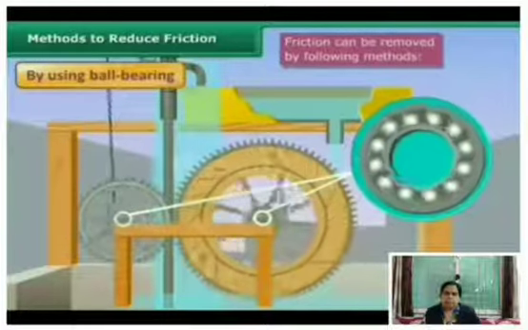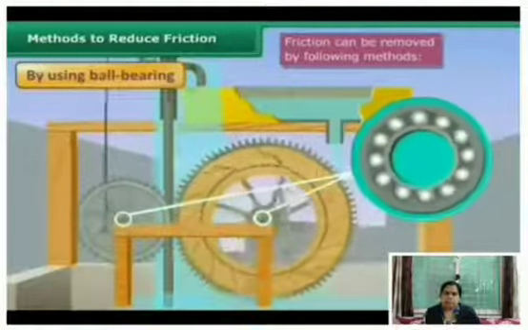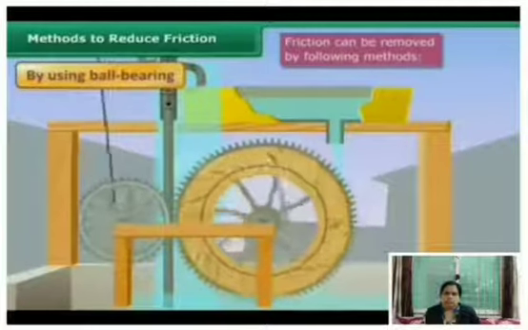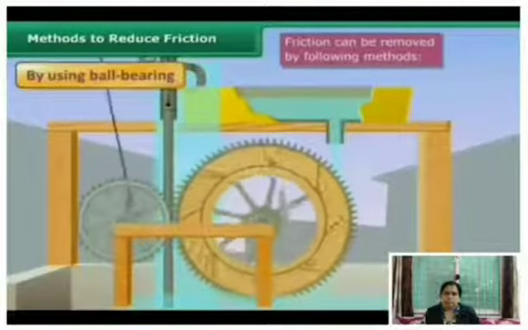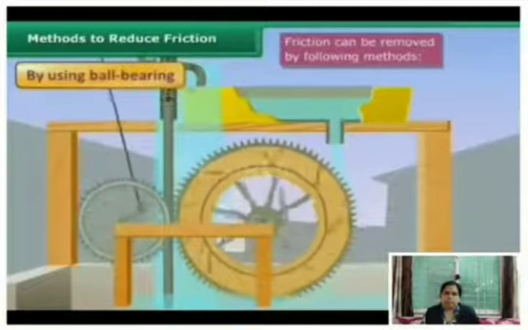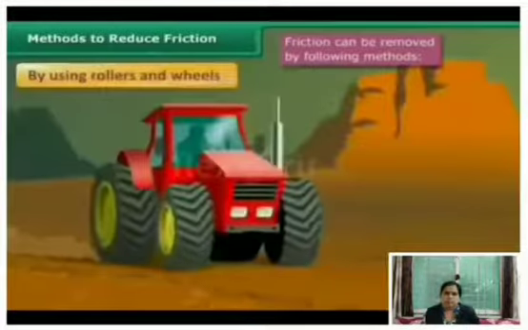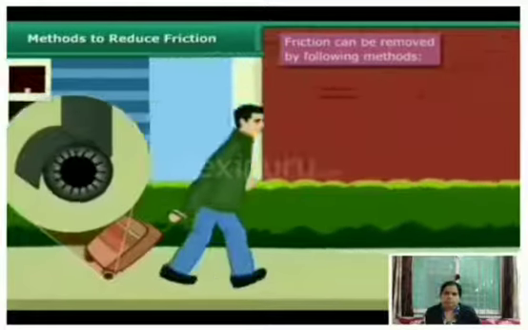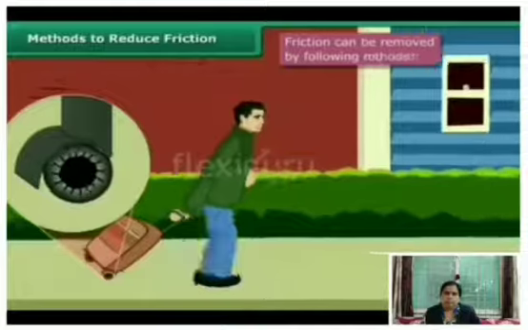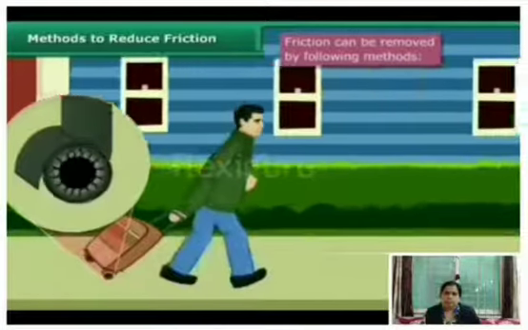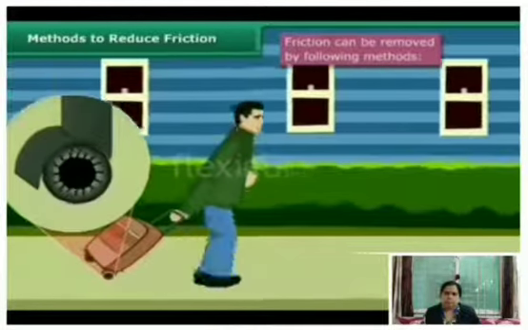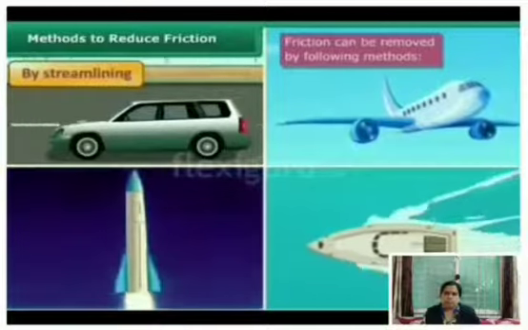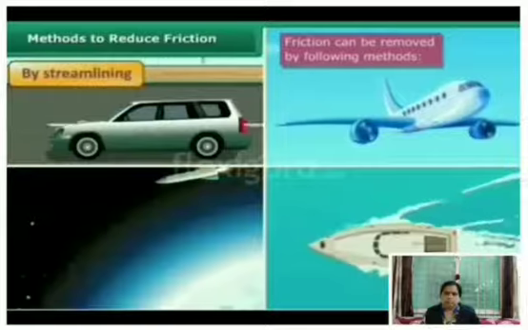Ball bearings are hollow, circular devices containing small metal balls which are fitted around the moving part of a machine, like an axle. The ball bearing reduces friction by converting sliding friction into rolling friction. By using rollers and wheels, heavy objects like big suitcases are provided with small wheels called rollers to reduce friction, so that they can be carried easily by pulling. The streamlined shape of a boat, aeroplane or rocket also reduces air as well as water friction.